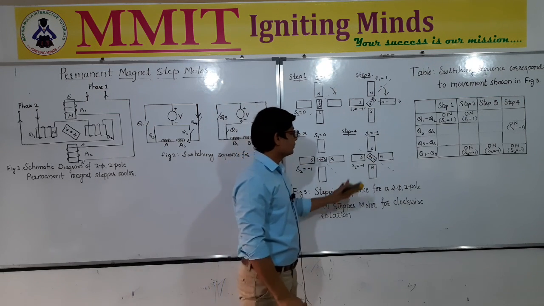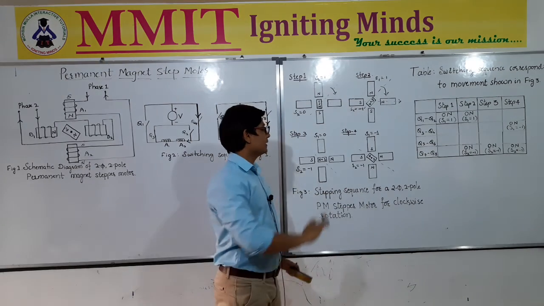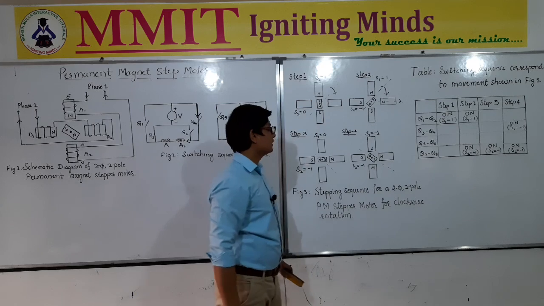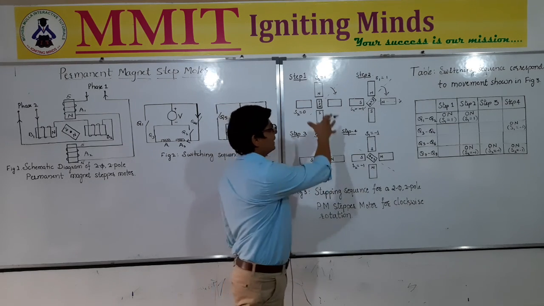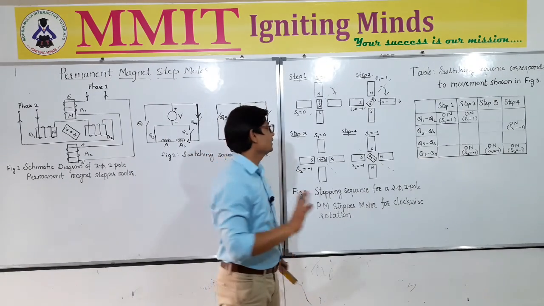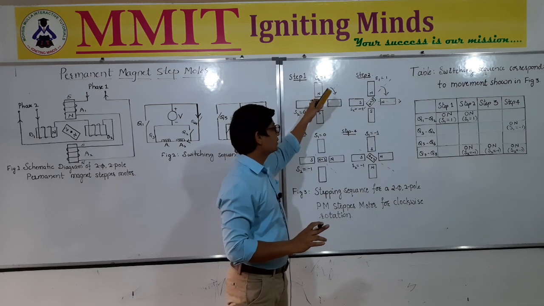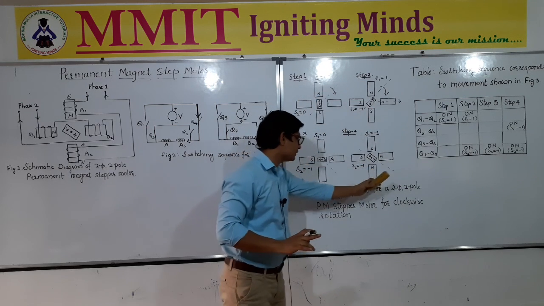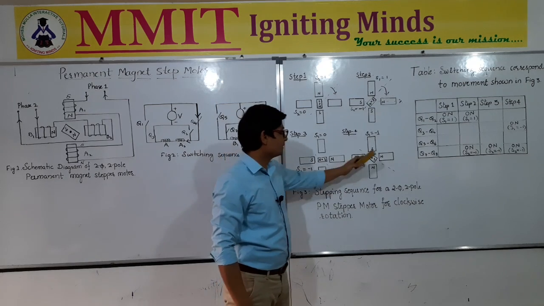Okay, so now this is only the half position, this is not the entire rotation. So to get the entire rotation, again we have to do the switching. Totally such 8 diagrams are required to get one complete 360-degree rotation, so that this south and north will again come back to the original position after going through all these steps in the clockwise direction. Okay, so in step 4 it is aligned like this.